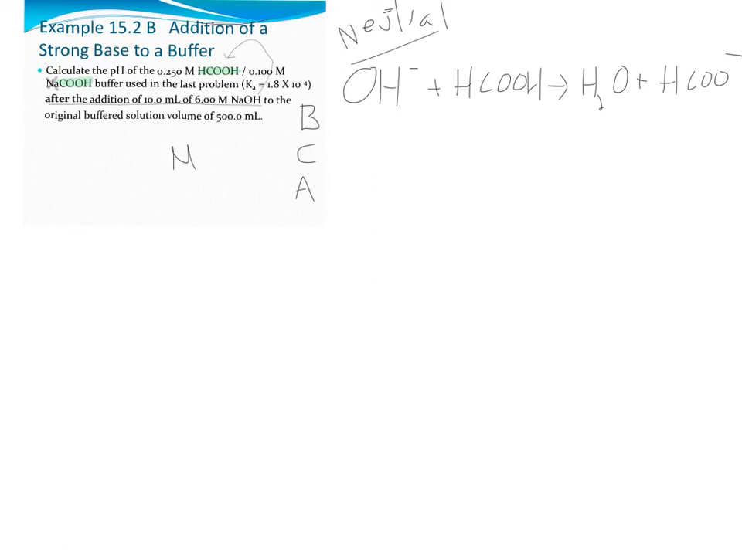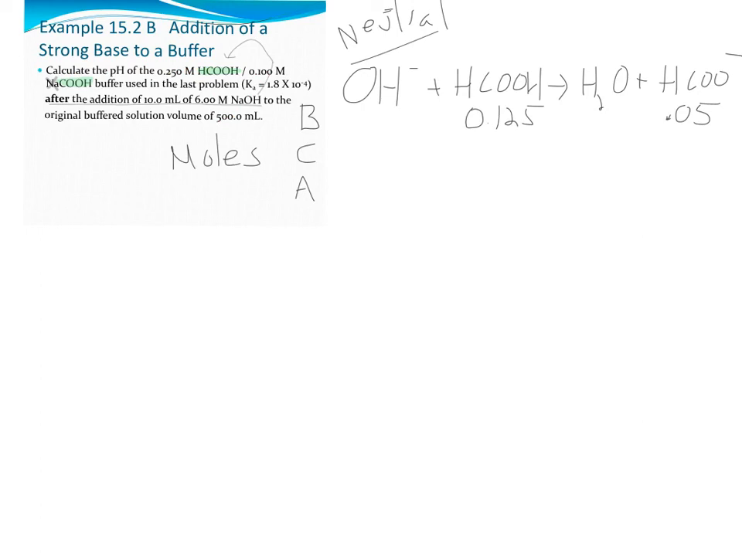Now we need to keep track of the moles of everything. So all of these terms here are going to be in moles. We had 500 milliliters of the 0.25 molar acid, 500 milliliters of the 0.1 molar conjugate. What that does is it gives me at the very beginning 0.125 moles of acid and 0.05 moles of my conjugate base.